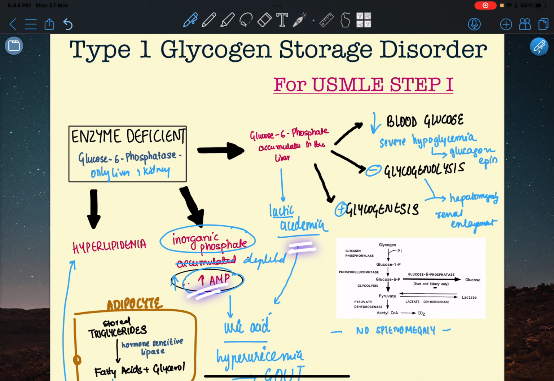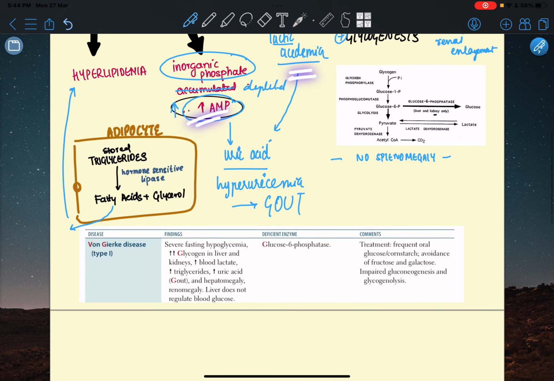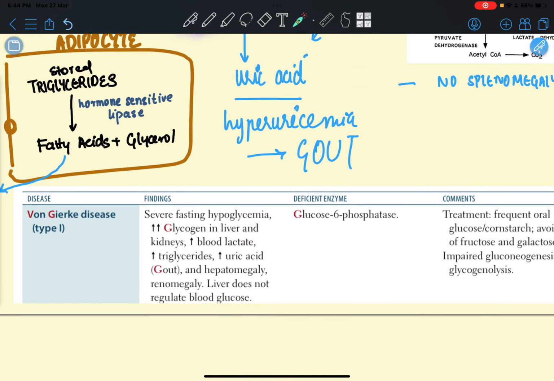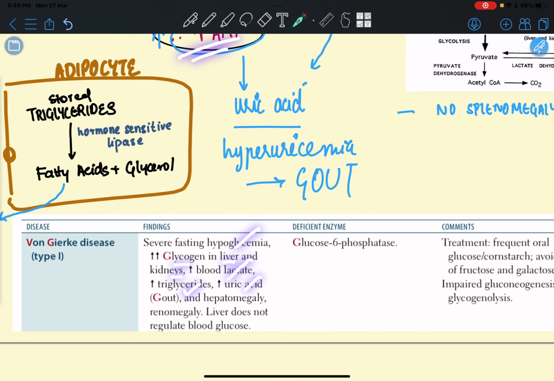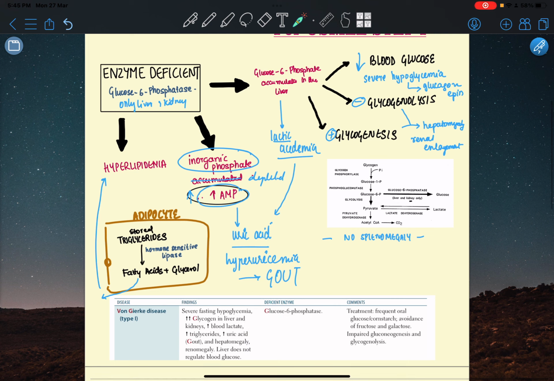So those are all the clinical manifestations of von Gierke's disease. Now I'll quickly show you the table that we have in the First Aid book. Severe fasting hypoglycemia, increased glycogen in the liver and kidneys, increased blood lactate, increased triglycerides, increased uric acid, hepatomegaly, renomegaly. Because of all this, liver is not able to regulate the glucose properly, but we discussed everything: increased glycogen in the liver, hepatomegaly, increased blood lactate, increased triglycerides, increased uric acid, and gout. And the deficient enzyme is glucose 6-phosphatase.